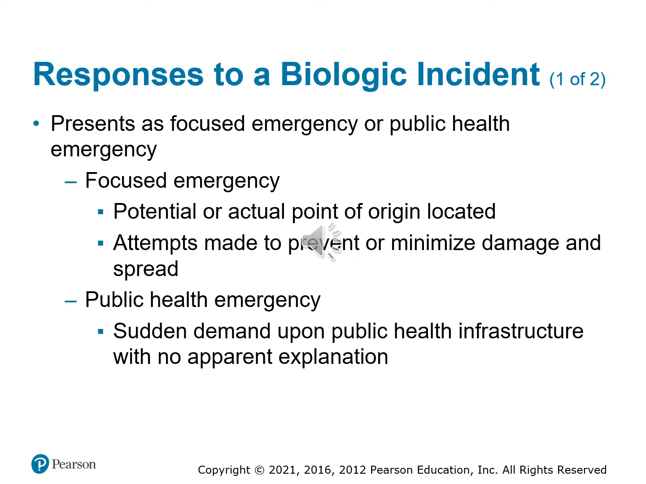Now, a public health emergency is going to be a sudden demand upon the public health infrastructure with no apparent explanation. And I'll just use COVID as a potential hypothesis: what if the coronavirus was put out there as a weaponized virus that they didn't understand would spread like it did? That is what potentially could create a public health emergency when you're thinking about a biological incident. I'm by no means saying that's what happened. I'm just using it as an example of what the potential is and how the public health emergency plays into it.